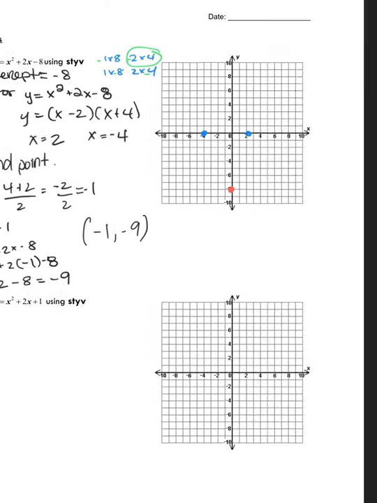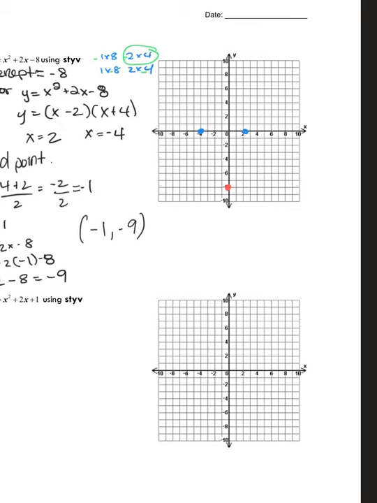Okay. So this was my step 4. So now I'm going to draw a dot there. I'm going to find negative 1 and negative 9, and I'm going to draw a dot, which is right here.